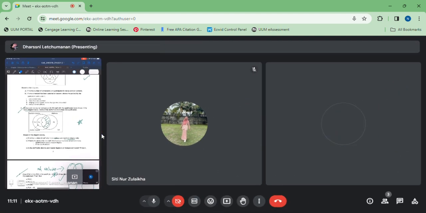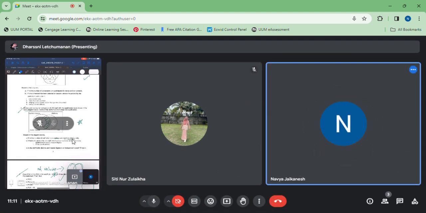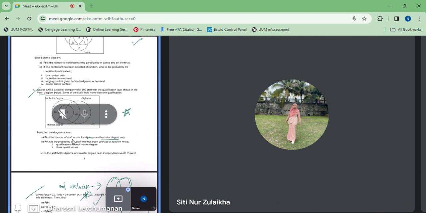Okay. So as you can see, this whole thing here is 300 staff. So first we need to find the value of K. Then only we can continue with anything else. So what we must do now is 36 plus 2K plus K plus 4K plus 50 plus 102 equals 300.